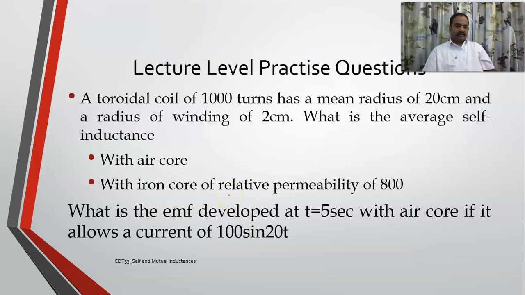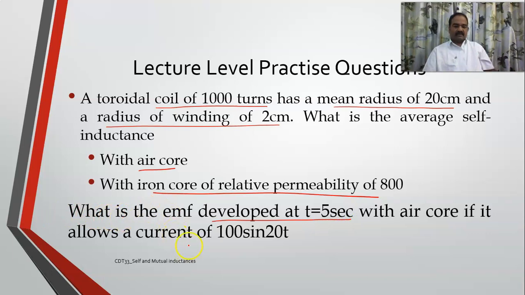of a toroid. Now, see here: a toroidal coil of 1000 turns has a mean radius of 20 centimeters and a radius of winding of 2 centimeters. What is the average self inductance with air core, with iron core, and also what is the EMF developed at t equal to 5 seconds with air core if it carries a current of 100 sin 20t?